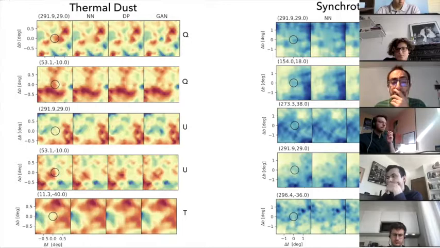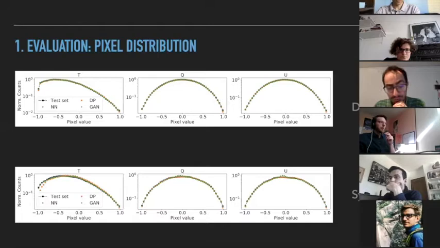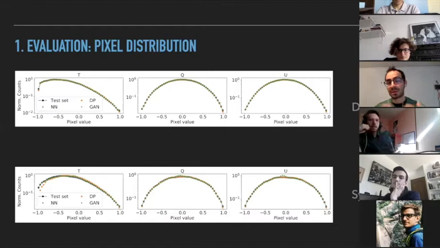So how to evaluate the pixel distribution? This was really tough, because it's hard to find a way to express what our eyes see, right? So at the end, we found three evaluation metrics from the literature. One is the pixel distribution. So it's just the zero order, or the 1-point correlation function.